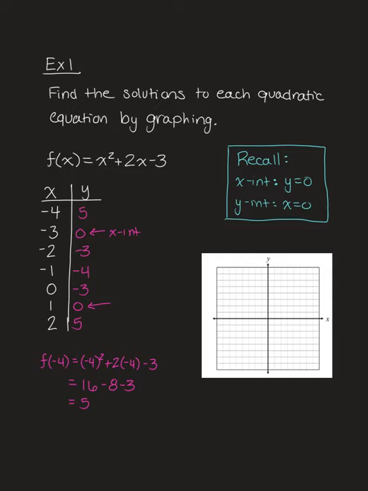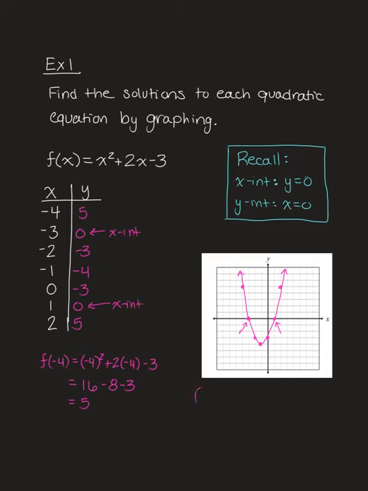If I graph this function, at -4 we are at positive 5. At -3, we are at 0. At -2, -3. At -1, -4. At 0, -3. At 1, 0. And at 2, 5. Notice that this graph makes a U shape. These points right there are your solutions. Your x-intercepts are your solutions.